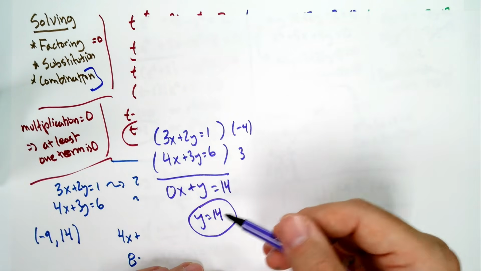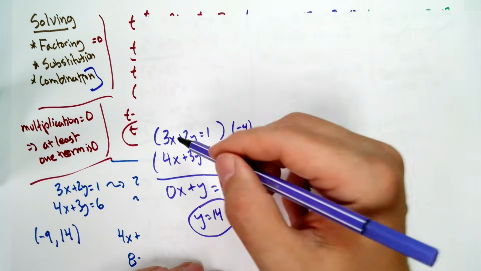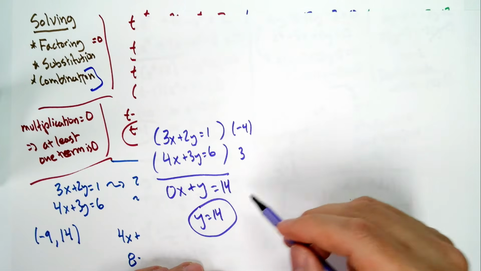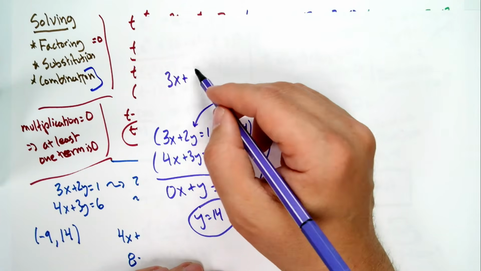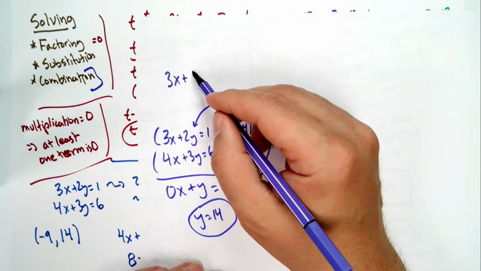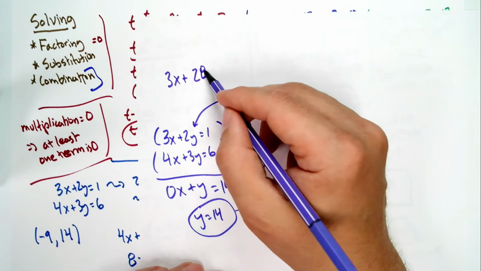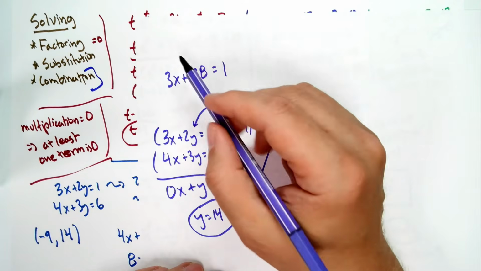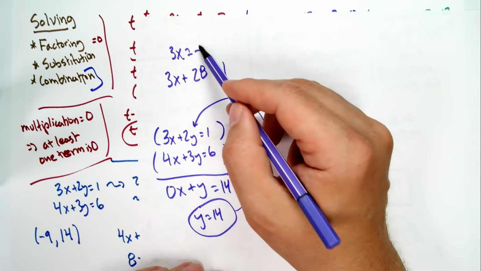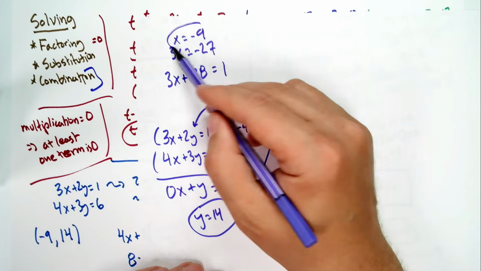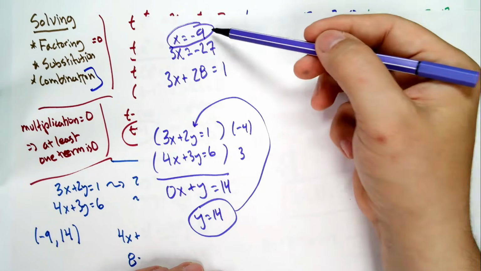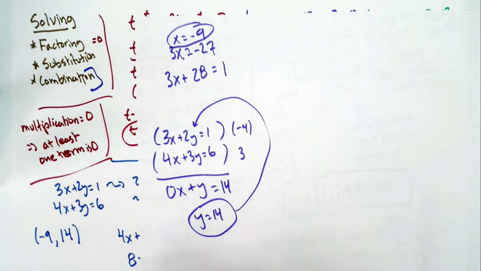And now that you know y, you can go back to one of your original equations. Doesn't matter which one. Let's say we plug it into there. We can say 3x plus 2 times 14, that would be plus 28 equals 1. So 3x equals negative 27. And so x equals negative 9. And so there we go. Negative 9, 14, the same as before.